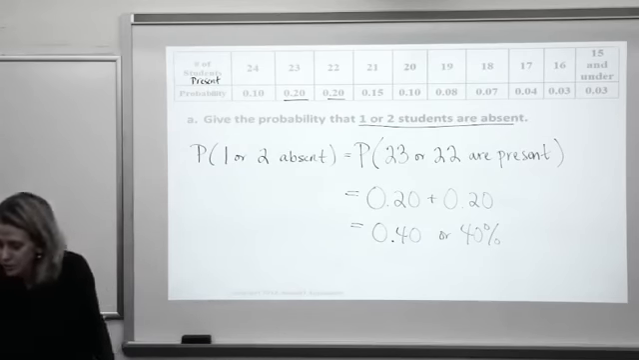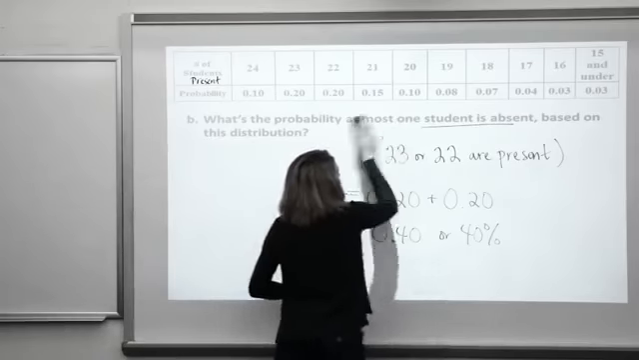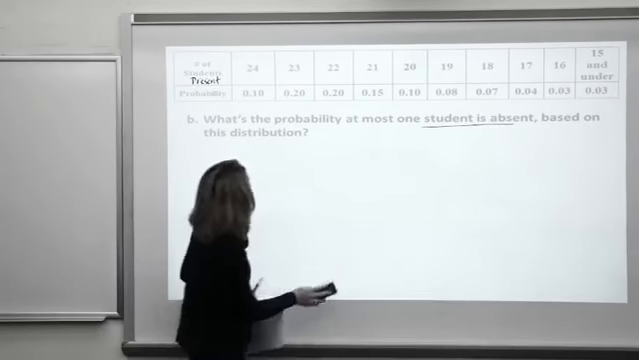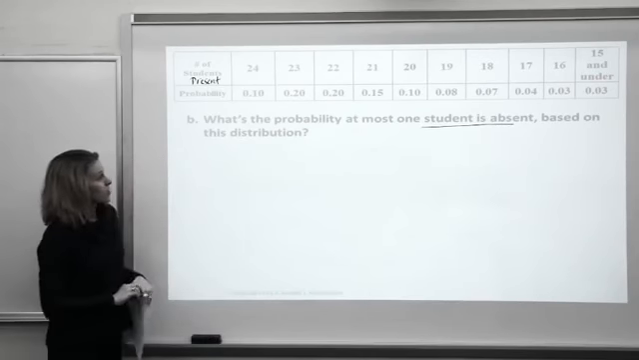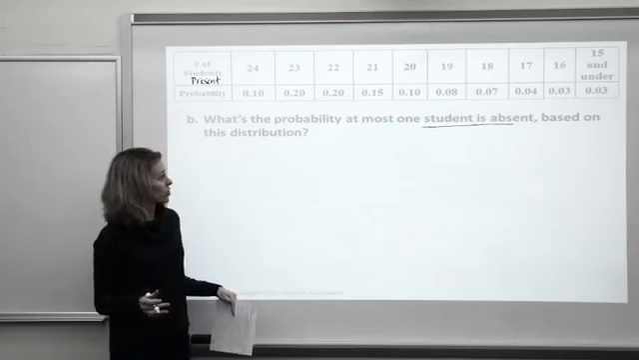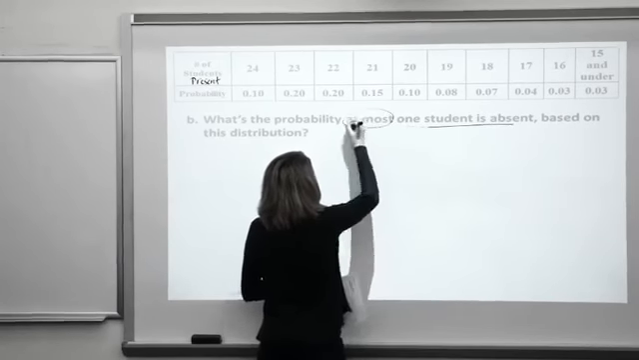Okay, next question. Again, we'll be very careful with the wording here. What's the probability, still a probability question, that at most 1 student is absent? At most 1.